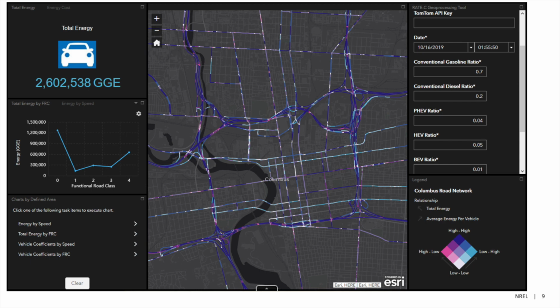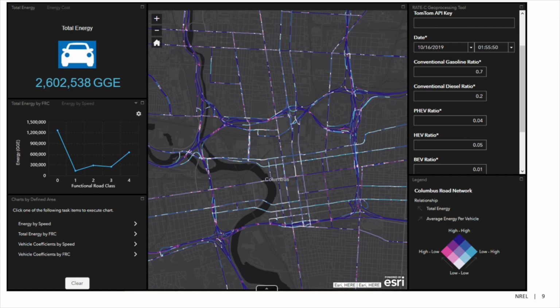Graphs such as how the energy relates to the functional road class of each of these segments. Down here, you have some tools where you can select a specific area and get these same charts for that area. On the right here, you have a good example of how you would interface with Rowdy, or RATE-C rather. Take time of day, and a date, and also put in some ratios. So, for example, you say 70% of the cars on this network are conventional vehicles, and so forth. That'll give you this output of the total energy on the road.